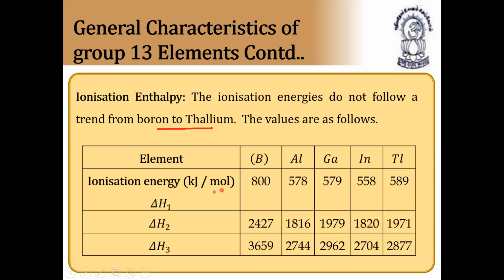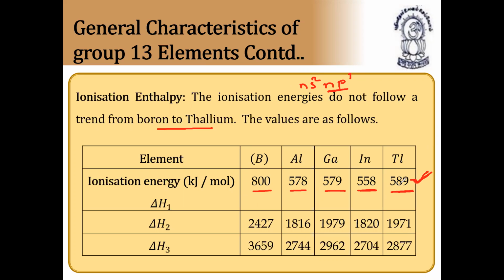For boron, they have given the first, second and third ionization energies because all have ns2 np1 configuration. So we have three ionization energies. The first ionization energy removes the p electron, the second removes an s electron, and the third removes the second s electron. The first ionization energy of boron is 800. Aluminium is less. Gallium is still less than aluminium due to stable configuration, and indium is still lesser. And thallium suddenly increases.